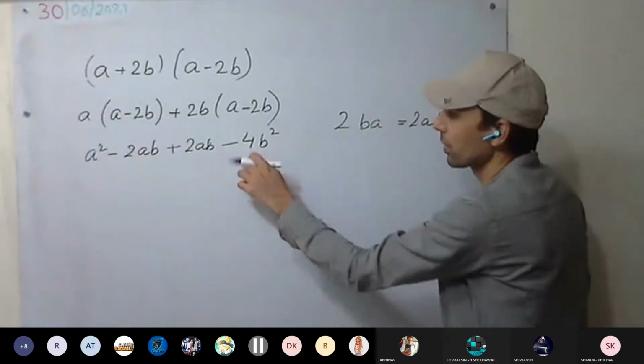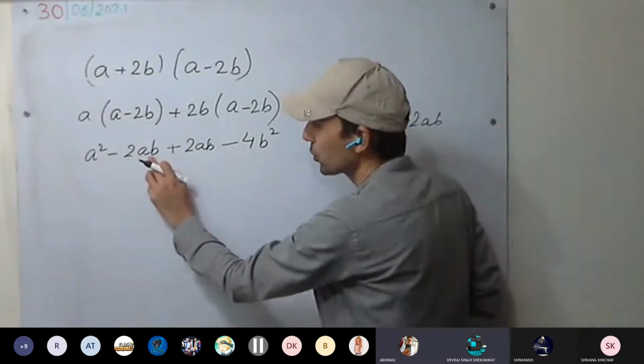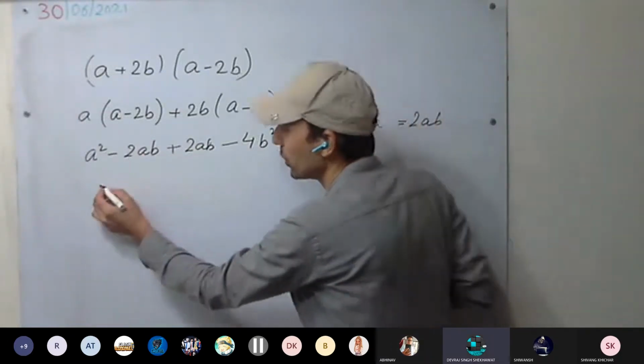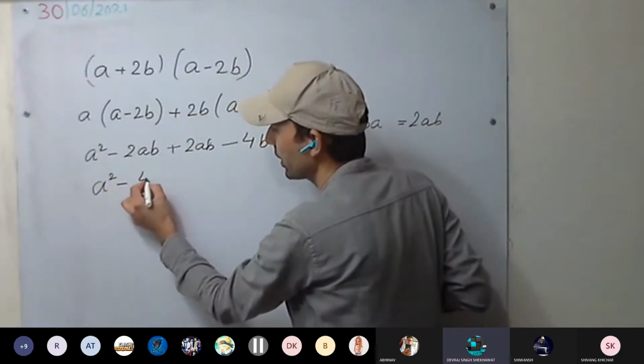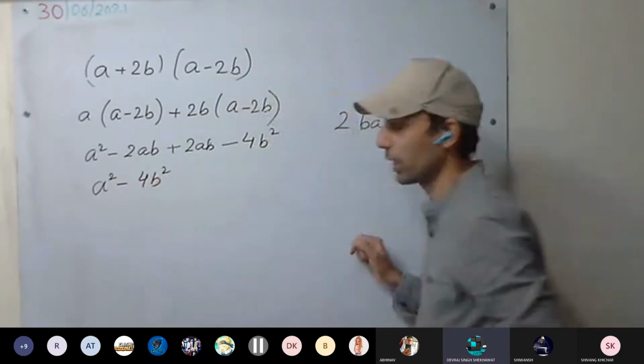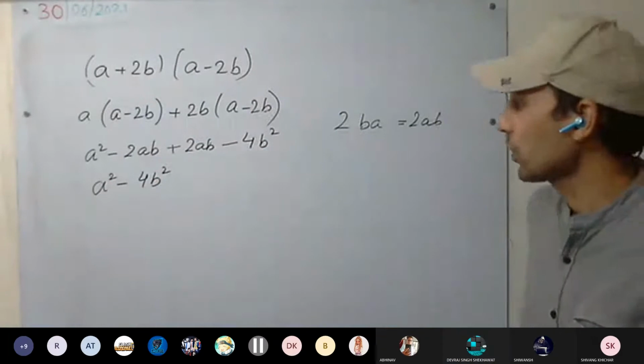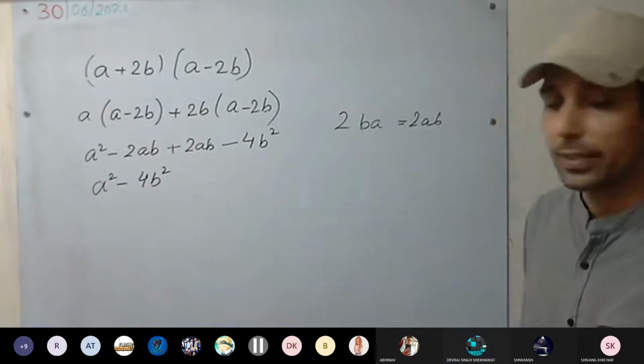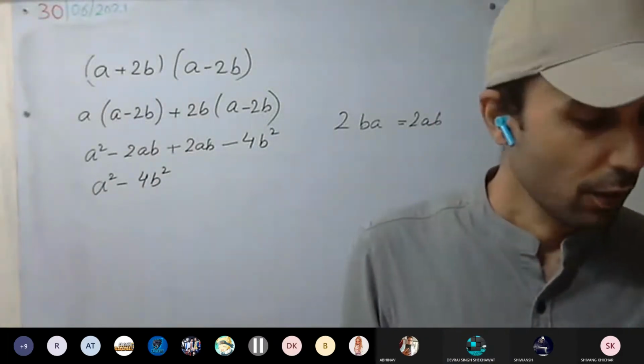Understood this one? Now see here, minus 2ab plus 2ab, 0. Cutting. So what is remaining? a cube minus 4b square. This is clear? Okay.